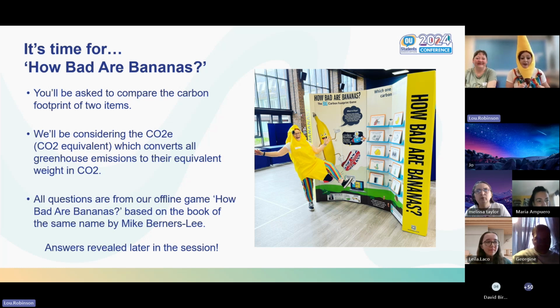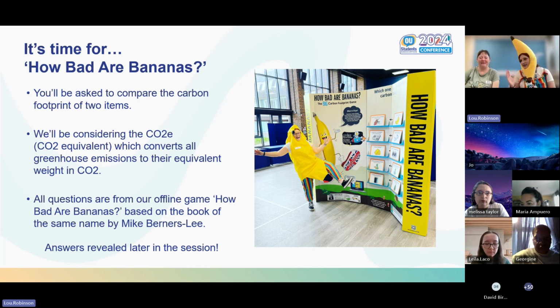But it's also based on a book by Mike Berners-Lee. You may know that name. His brother is quite famous for the internet. But he is also, in his own right, a legend and has written this book called How Bad Are Bananas? If you use your local library, you might want to check Borrow Box because this book is often available to borrow for free. But it's often on offer on Kindle as well. So lots of choices. Do check it out if you enjoy the game today.